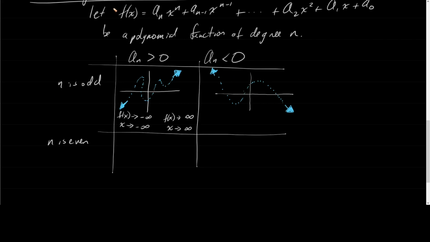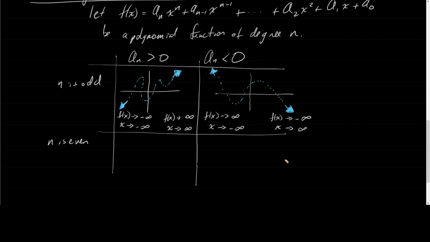In this scenario, in this part here, we're saying that the function goes to infinity as x goes to negative infinity. So as x goes this way, the function goes upwards. On this part over here, we're saying that f of x goes to negative infinity as x goes to positive infinity.